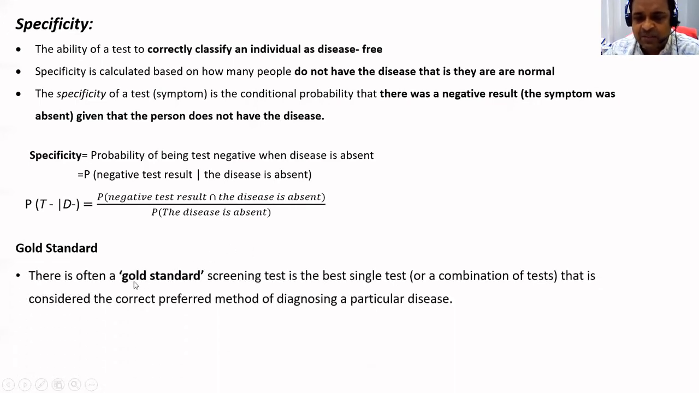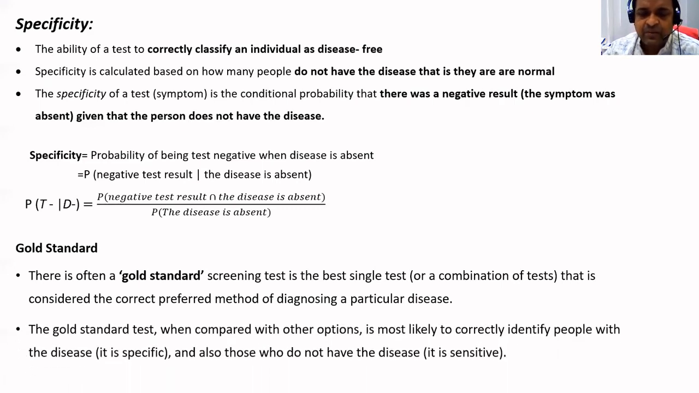The gold standard is nothing but a screening test, a single test or maybe a combination of tests, that is considered the correct preferred method of diagnosing a particular disease. Till now, the gold standard is a test that perfectly identifies whether the disease is present or absent. Then we can compare how correctly the patient is identified as suffering or not suffering from the disease. That is, we know specificity and sensitivity.